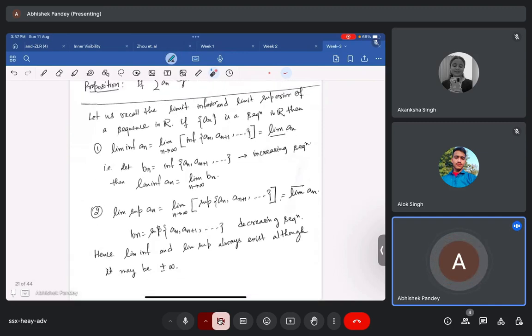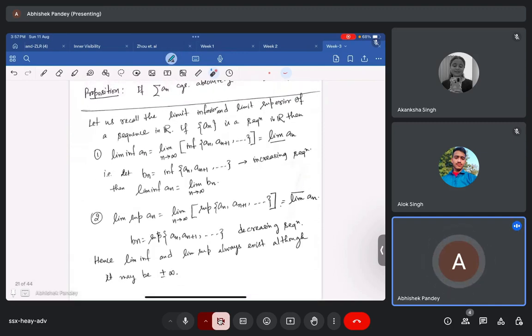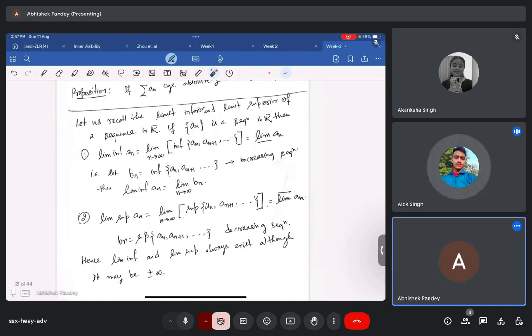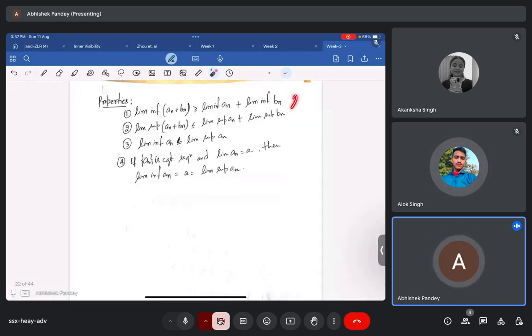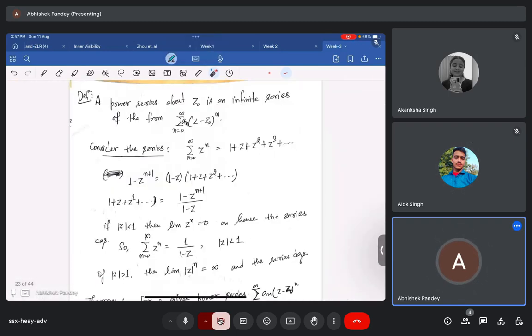Let us recall the concept of limit inferior and limit superior. I think it is well known to you guys. It is there in the notes. Once you are recalling all these things, you can recall here. This is the property of limit inferior and superior, because when we define the radius of convergence, we use this concept, limit superior and inferior.